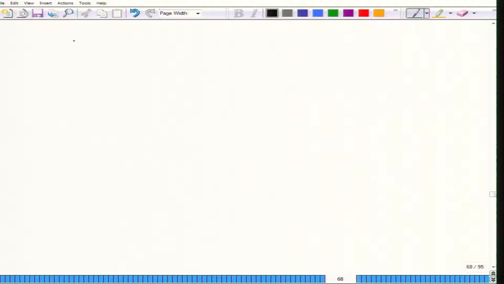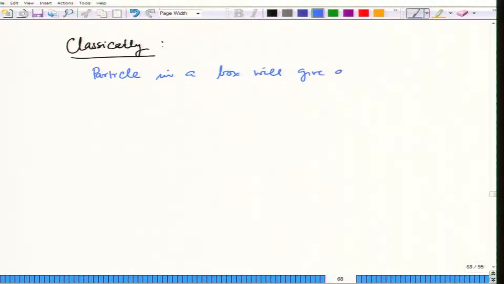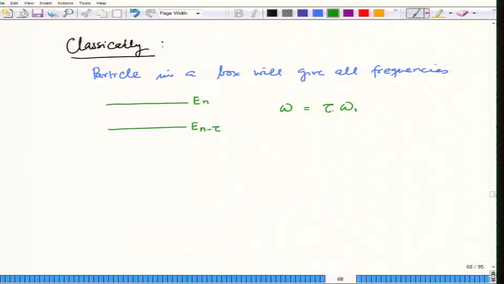So, classically, we just learnt that a particle in a box will give all frequencies. By all frequencies, we do not mean that it will give out frequencies which are continuously varying, but if the particle makes a transition from the nth level to say the n minus tau level, then the frequencies emitted would be tau times omega n, right, where omega n is the angular frequency related to motion in the nth level.